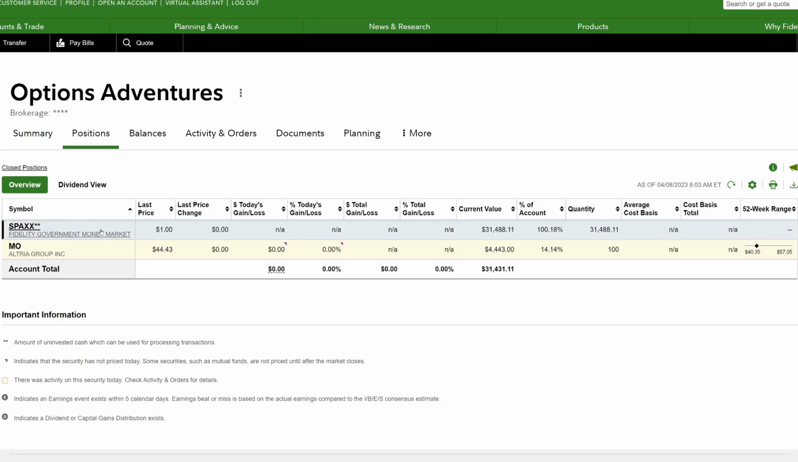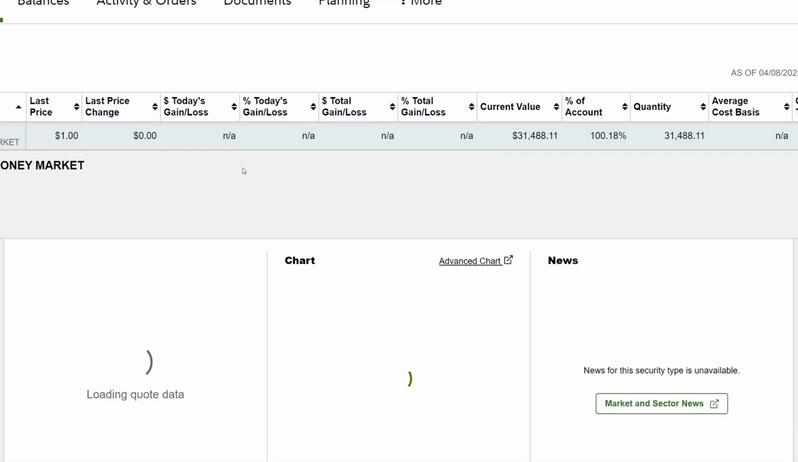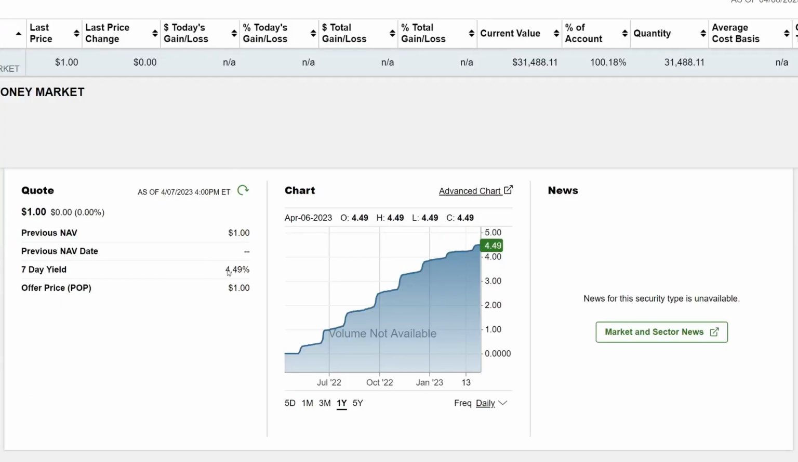If I show you guys the current positions, the first one is SPAXX, which is a government money market account. That is the main reason why I transferred over from Webull to Fidelity, because all of my uninvested cash automatically gets invested into this, and we get about a 4% return. You'll see we get about 4.49% on our invested cash, which is pretty sweet, something we did not get from Webull.